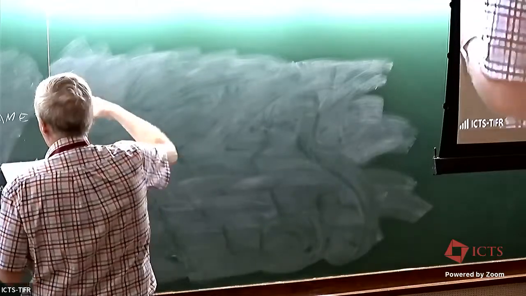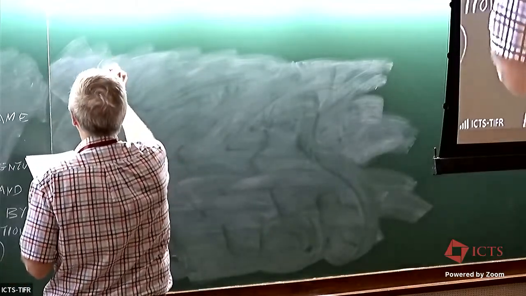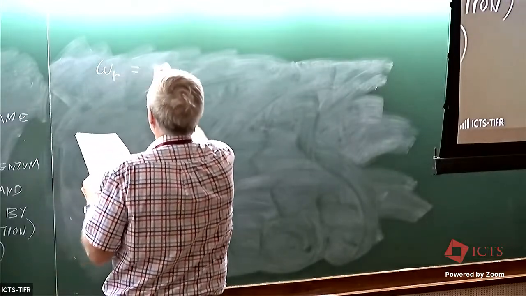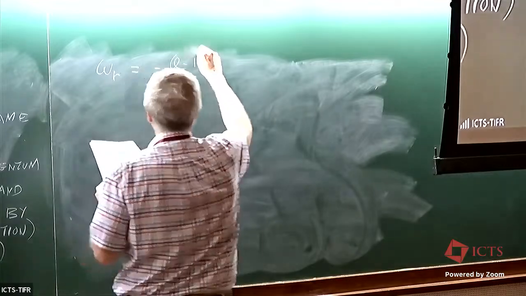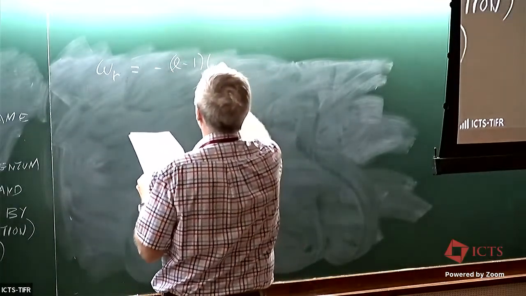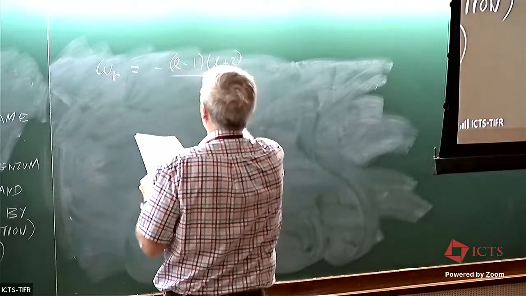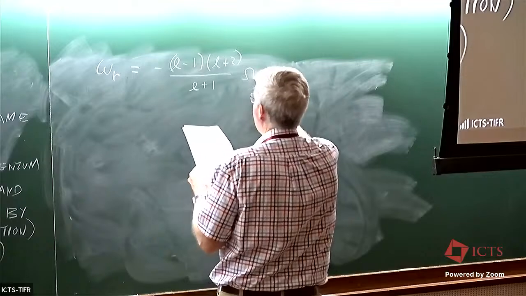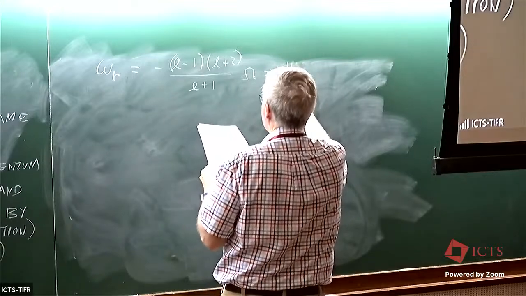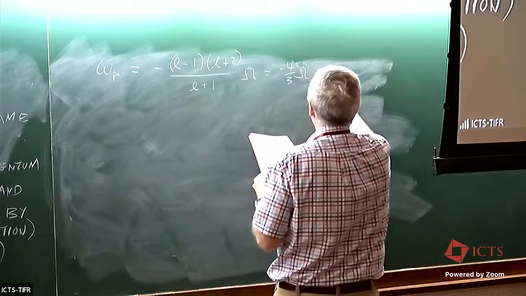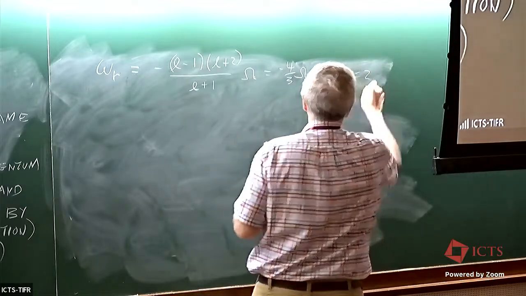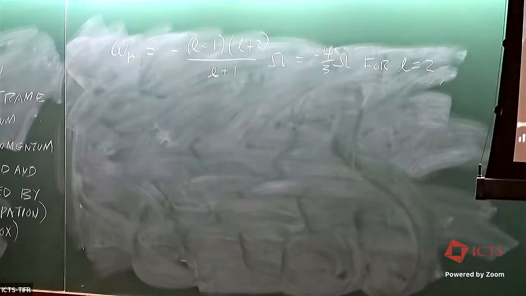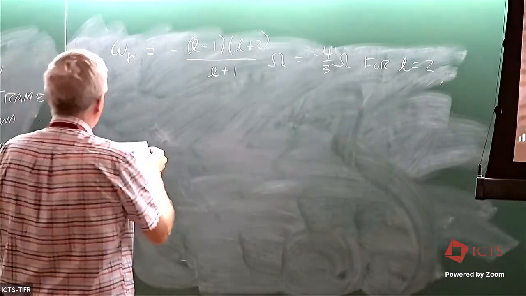And so, more explicitly, this mode is expected to look like minus (L minus 1)(L plus 2) over (L plus 1) times omega. And that gives you minus 4/3 of omega for L equals 2. And there's good reason to think that the L equals 2 mode is the only one that's important. Principally, you could have other modes contributing, but this is the one we think is most relevant.